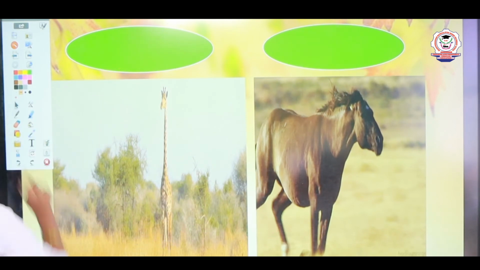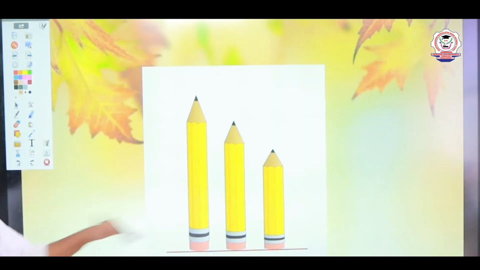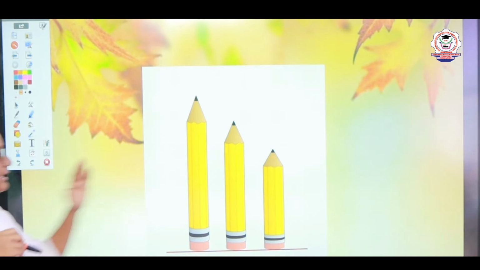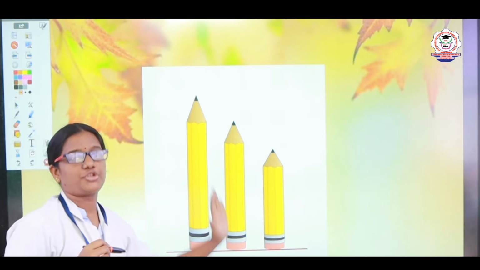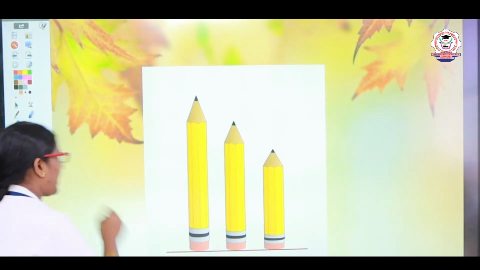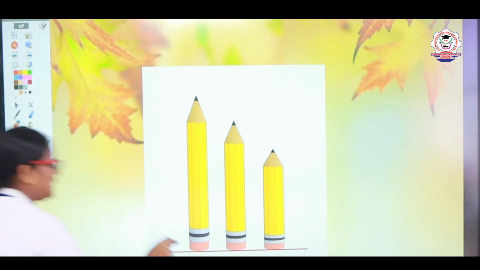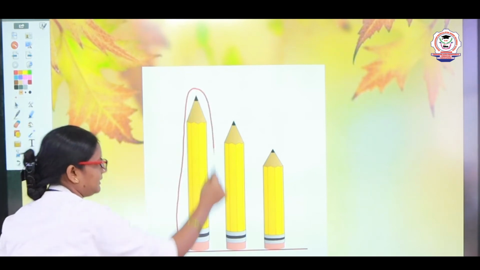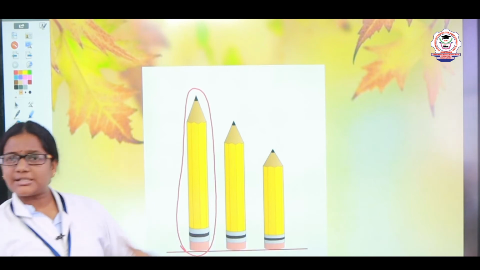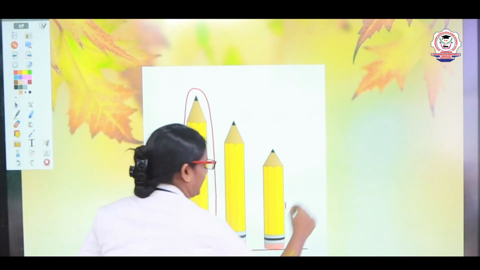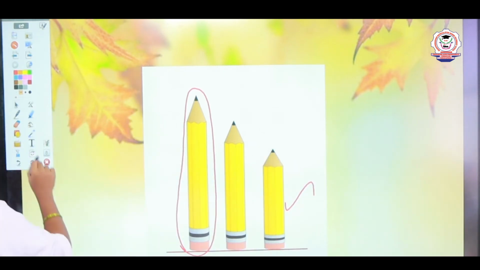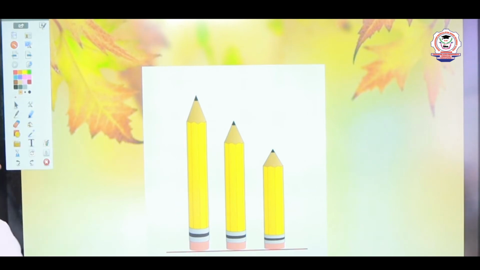Shall we see another example? Now tell me which one is the tallest pencil. Circle the tallest pencil. The one in the first position, second position or the third position. So the one which is in the first position is the tallest pencil. Right. So at the last what is it? It is the shortest pencil.